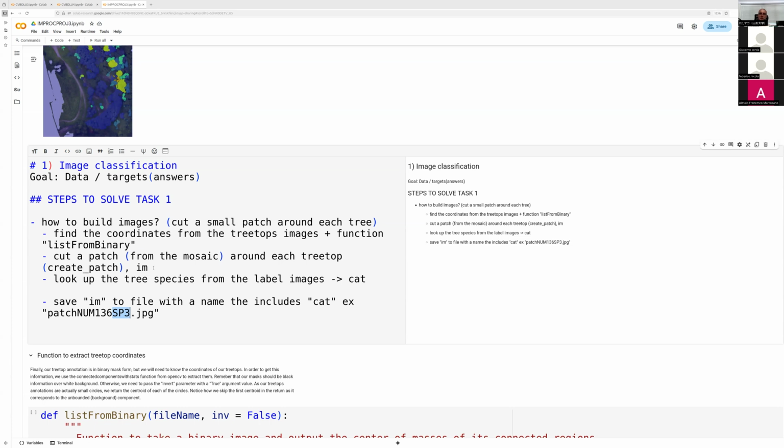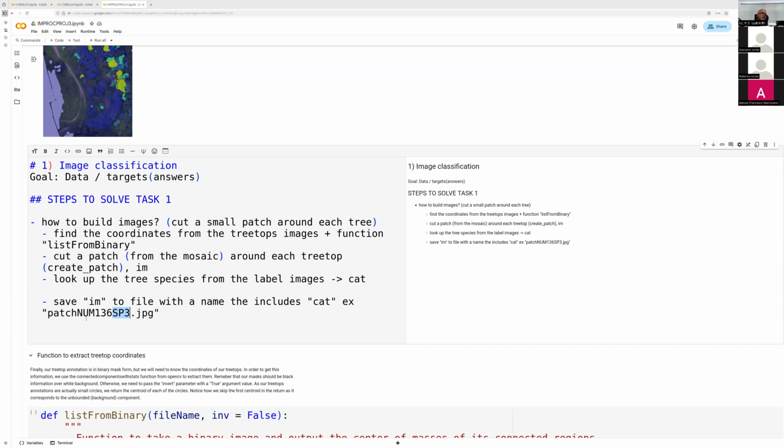Okay, so I need to use the binary mask for the coordinate files, so for the treetops, sorry, to get the coordinates, the mosaic to using those coordinates cut a patch and get the image, and then the label image to get the category of each patch. Once I have this, I will have a list of images in my output folder, as a series of images saved in my output format, and each of them will have a name that will include the species it belongs to.